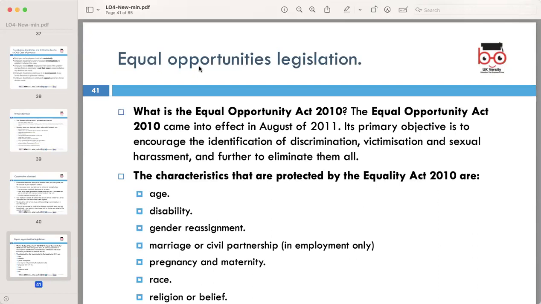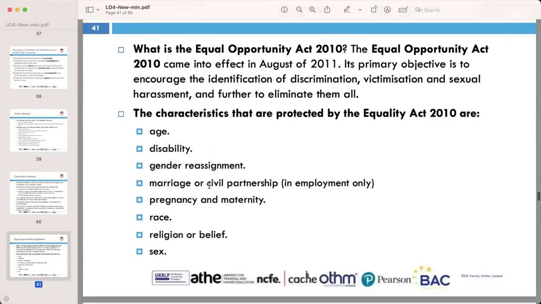the Equality Act 2010, which became effective in August 2012, serves as an important framework with the primary goal of promoting the recognition and elimination of discrimination, victimization, and sexual harassment. The act aims to foster an environment where these issues are identified and addressed. It safeguards various characteristics, including age, disability, gender reassignment, marriage, civil partnership, pregnancy, race, religion or belief, and sex.